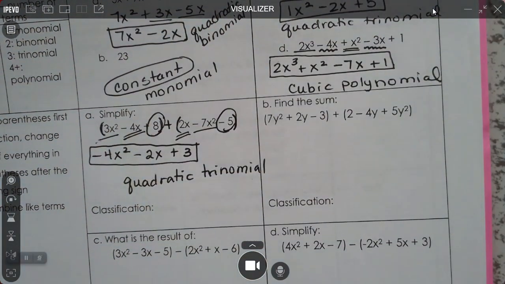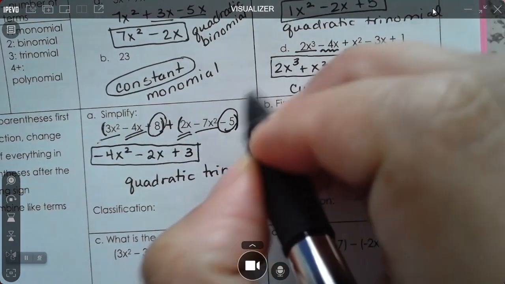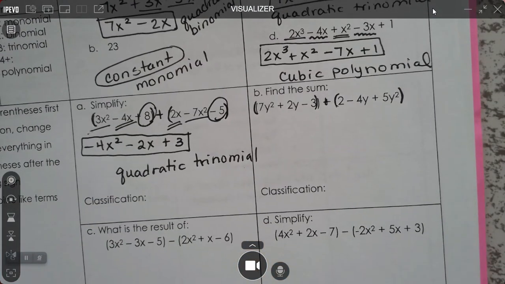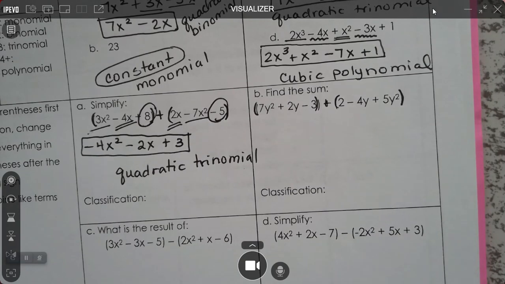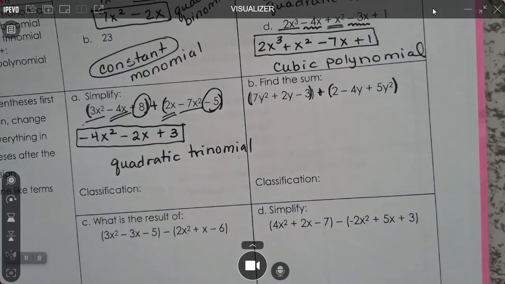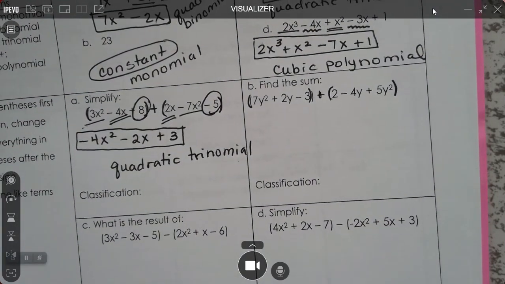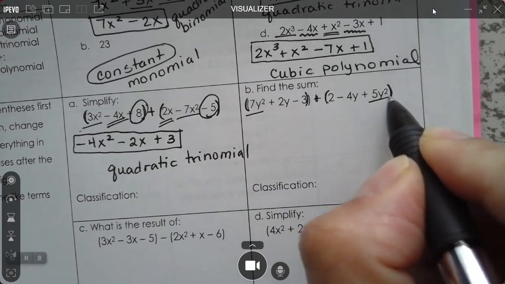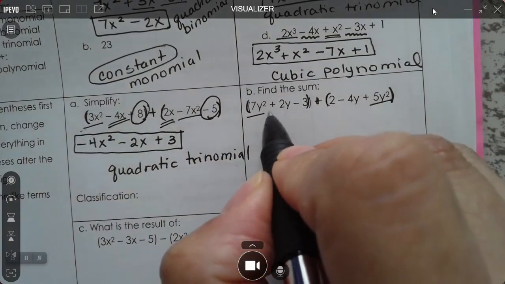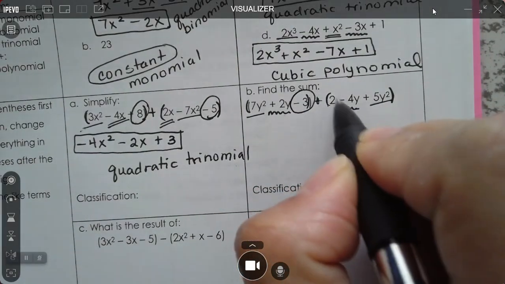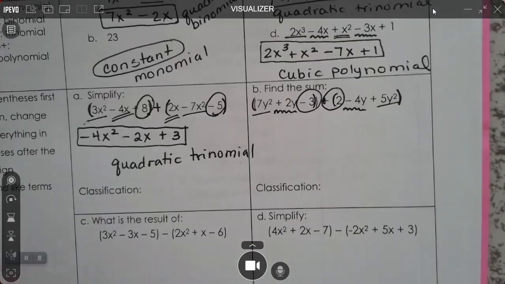All right, this one, once again, is a plus sign. So this set of parentheses plus this set of parentheses, because of the plus sign, you don't have to change the signs. We're in the middle of the review. Combine starting with the terms with the highest degree. So that's 7y squared plus 5y squared. Then you have 2y and -4y. And then you have the constants. All right, go ahead and combine them.